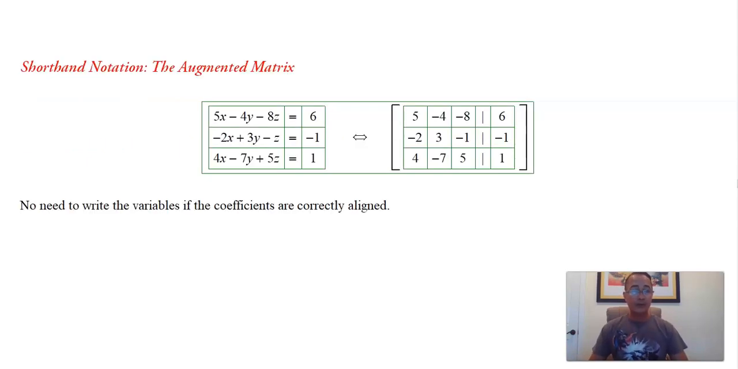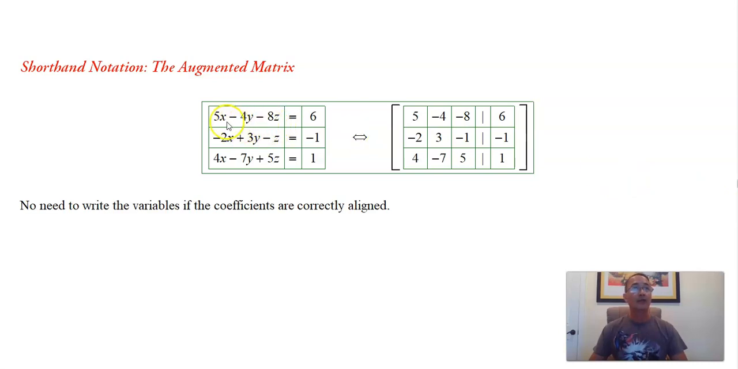One more thing that we're going to do is create what is called an augmented matrix from our system of equations. It's very tedious writing out x, y, and z all the time. So instead, as long as you keep the coefficients for x, y, and z correctly aligned when we perform our computations, you don't have to write x, y, and z over and over again.